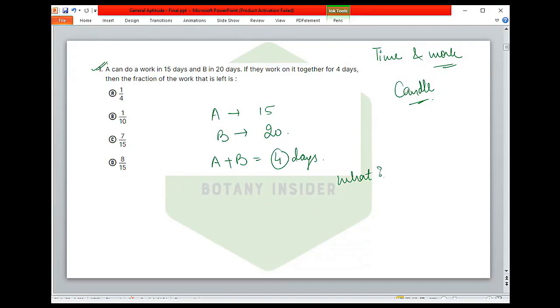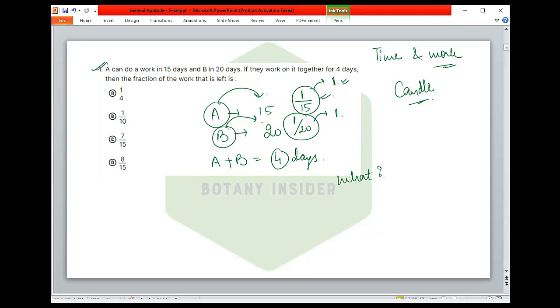Understand, it's a unitary question. You have to find out for 1 day, then for 4 days, and then subtract it from the main thing. If A is doing the complete work in 15 days, that means in 1 day A is doing 1 upon 15 of the work. If B is completing the work in 20 days, I can find the work done in 1 day by 1 upon 20. So 1 upon 15 is the work done in 1 day by A, and 1 upon 20 is the work done by B in 1 day.